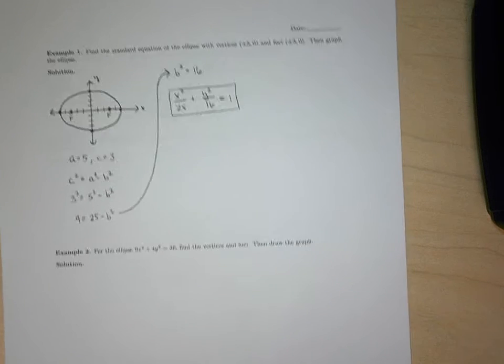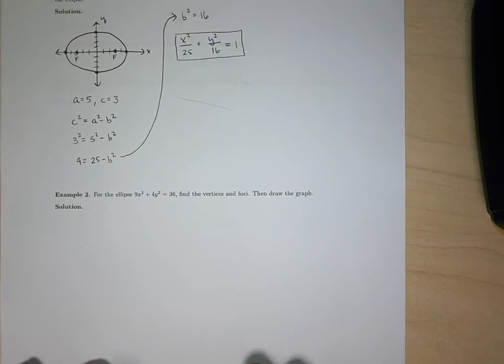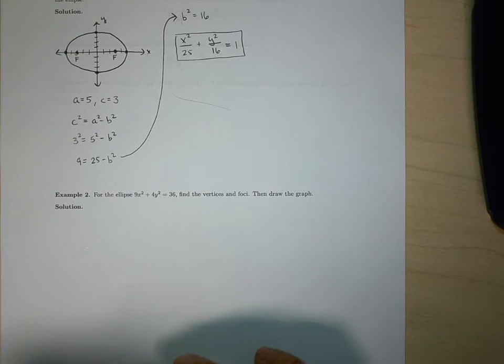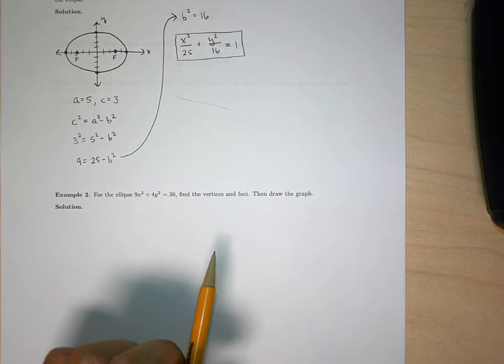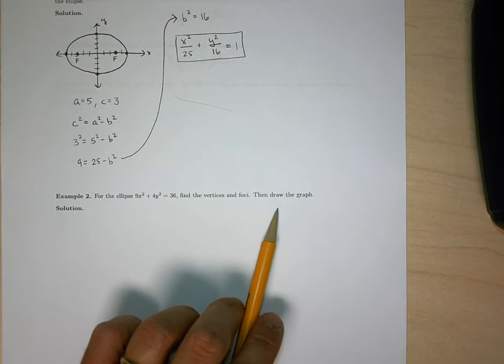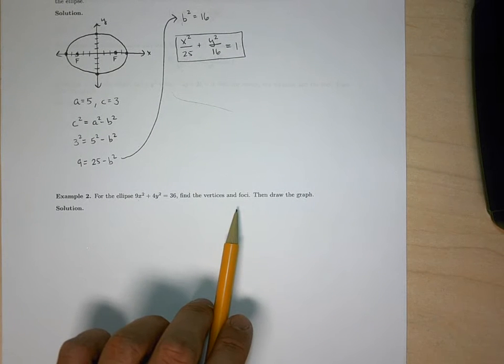Now in the next example, we're given instead the equation of the ellipse, and we're asked to find the vertices and foci. In the last example, the vertices and foci were given to us. And then it says, then draw the graph. Now these are the author's words. I think it's easier to draw the graph first and then find the vertices and foci.